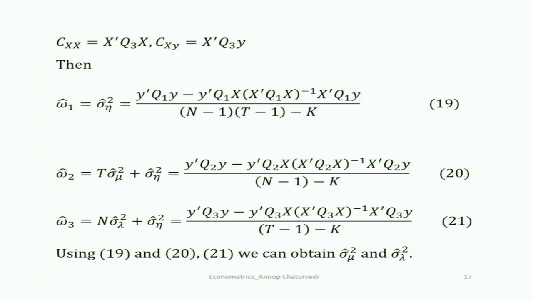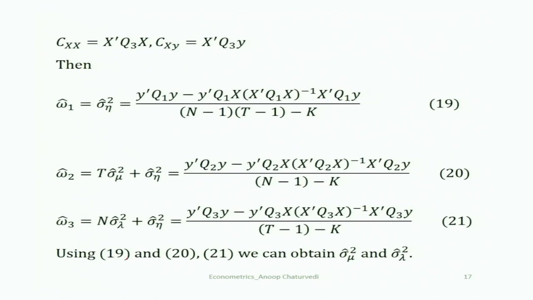Similarly, you get the estimator for omega 2, which is equal to T times sigma hat square mu plus sigma hat square eta. In the numerator, you have y transpose Q2 y minus y transpose Q2 x, x transpose Q2 x inverse, x transpose Q2 y, divided by the corresponding degree of freedom. And then you can obtain the estimator for N times sigma hat square lambda plus sigma hat square eta also, which is omega 3 hat.